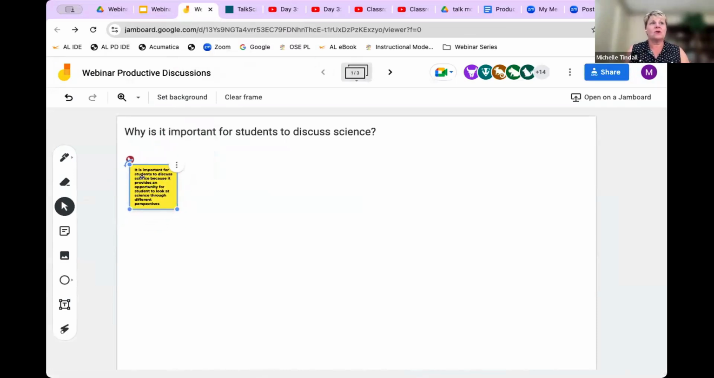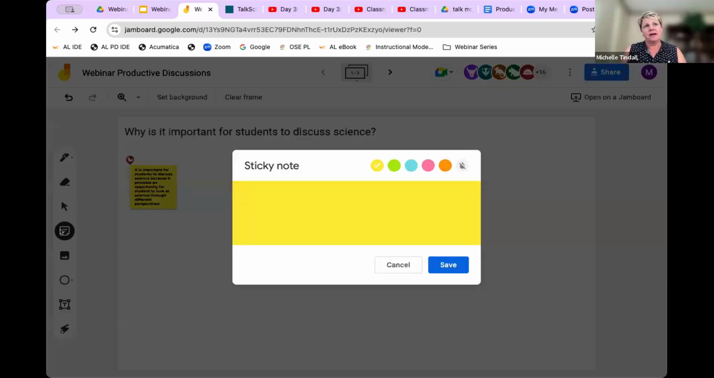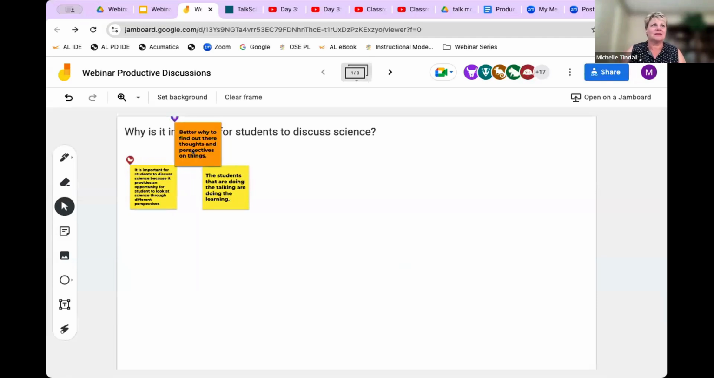So on our Jamboard, you'll see in frame 1, we have: why is it important for students to discuss in science? If you've not used Jamboard before, you'll notice that there's some tools over here on the left. And right underneath the big arrow is this little Post-it note or sticky note icon. When you click on that, it'll give you a sticky note window, and you can pick a color and put in your thoughts on why it is important for students to discuss in science, and then just click save, and it will pop up your sticky note onto our page. So please go ahead and join us in adding in your sticky notes.